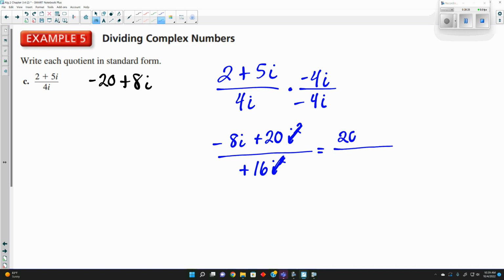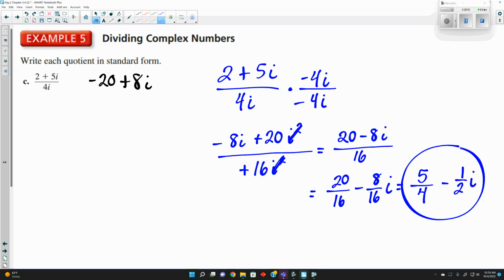So we have 20 minus 8i over 16, which would be 20 over 16 minus 8 over 16i. 20 over 16 would be, well, I was just simplifying down. Okay. I was like, whoa. 5/4 minus 1/2 i. So Austin, when you typed it in, did you make sure to have parentheses around the 4i? Yeah. Okay.